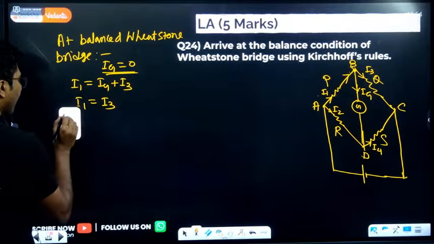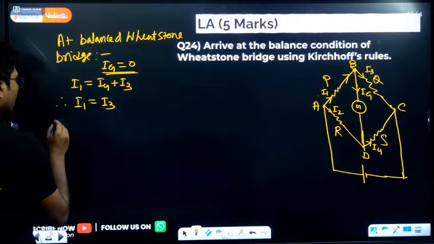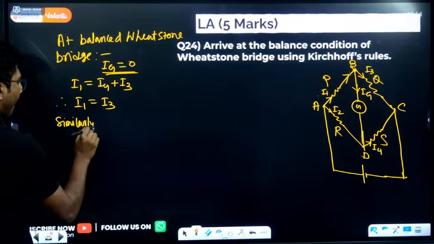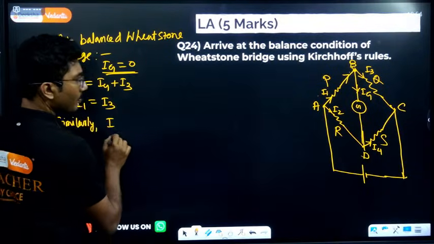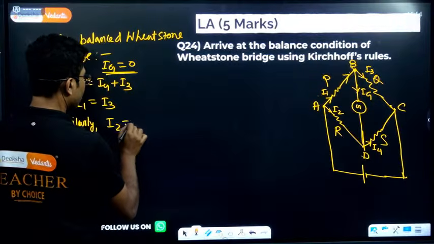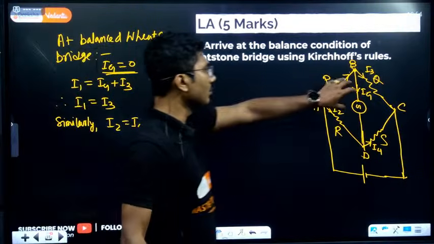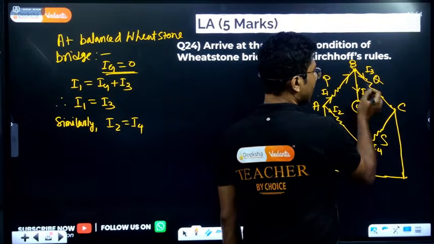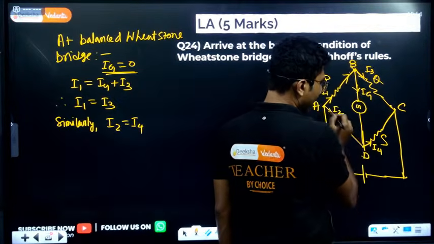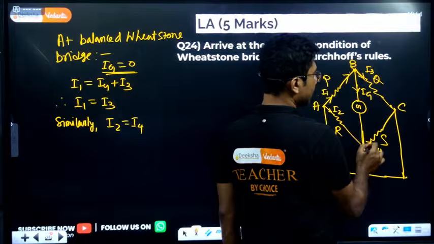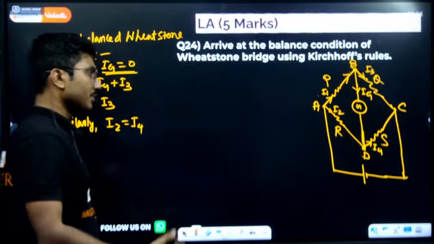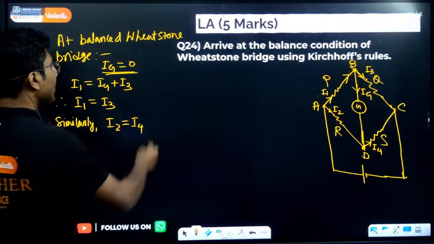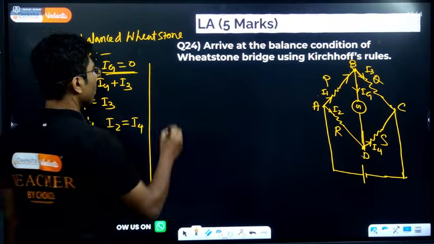Similarly, I2 must be equal to I4. Okay, Ig is 0. That means whatever current is going in, the same current has to come out, right? Same here, whatever current is coming up to point D, the same current has to go out. Okay, Kirchhoff's junction rule. So I2 equals I4. Right? Now we apply Kirchhoff's loop rule.